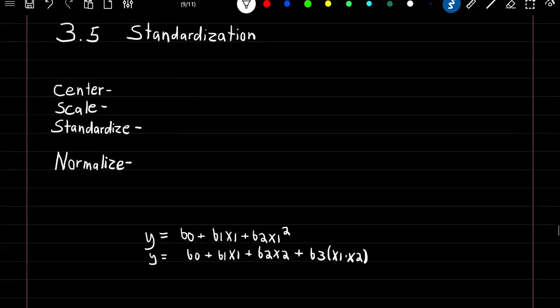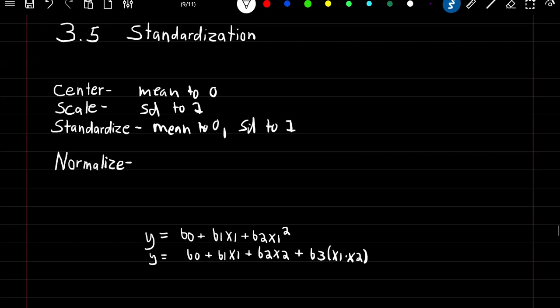In 3-5, we covered standardization. If we center a variable, we set the mean to 0. If we scale, we set the standard deviation to 1. If we standardize, we set the mean to 0 and the standard deviation to 1. We didn't cover normalization, but if you normalize a variable, essentially you're setting it on a scale from 0 to 1, where 0 would be the min observation from that variable and 1 would be the max. This is common in neural networks.